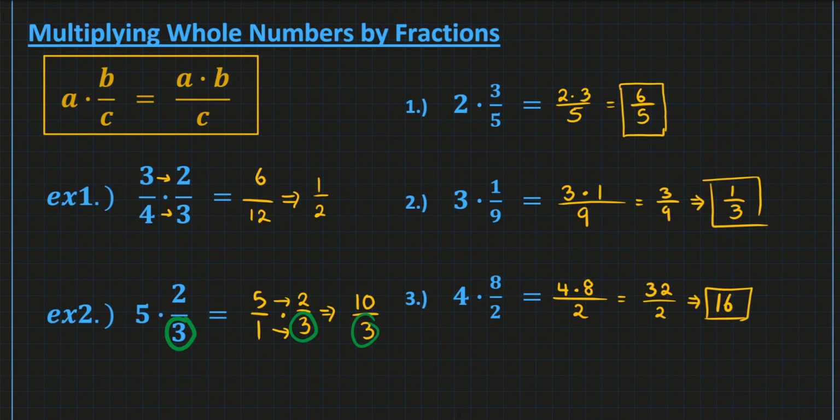So there you have it, folks. Multiplying whole numbers by fractions. Very simple. Just multiply the top by the whole number, and if you need to, simplify. Sometimes it'll simplify into a fraction. Sometimes it'll simplify into a whole number.